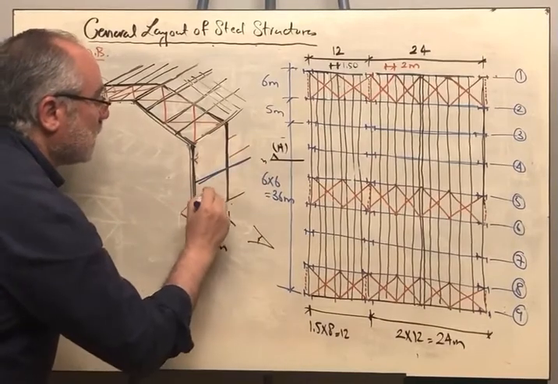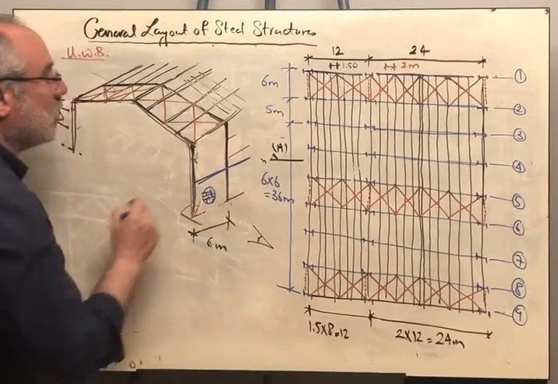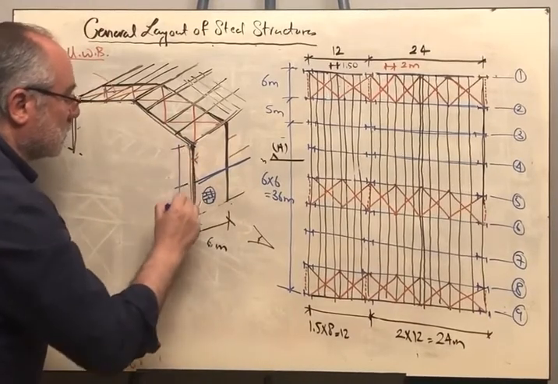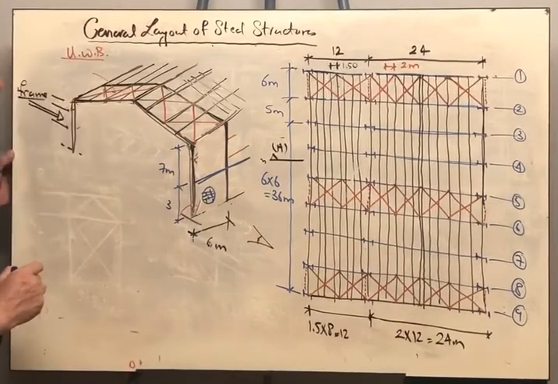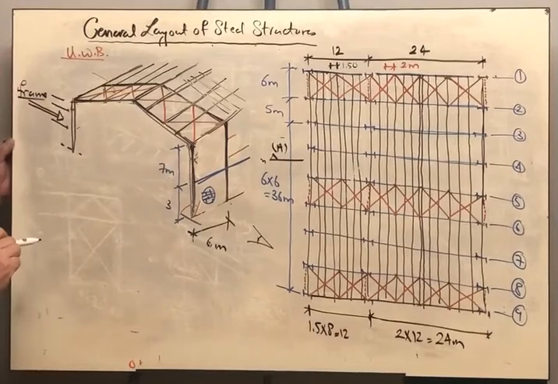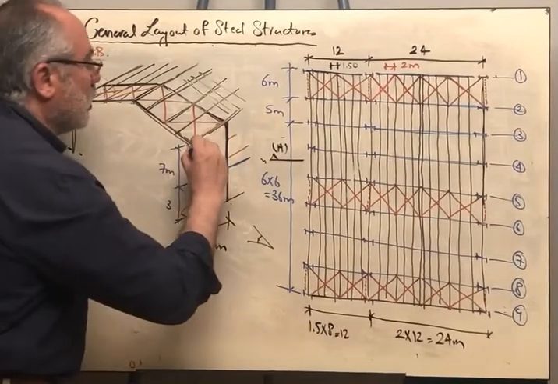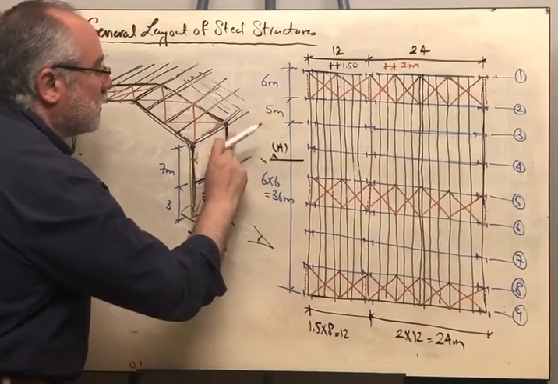This part will be covered with brick wall, and if this is 3 meters and this is 7 meters, we need to cover this part, the 7 meter, with corrugated sheet. So what are we going to do? We are going to put a purlin here and a purlin just over the brick wall.